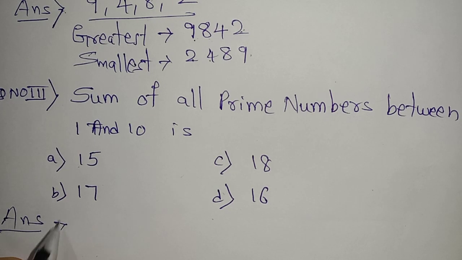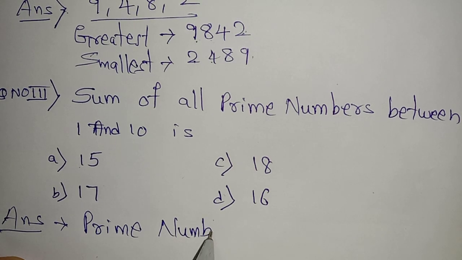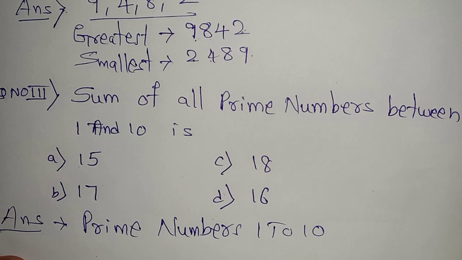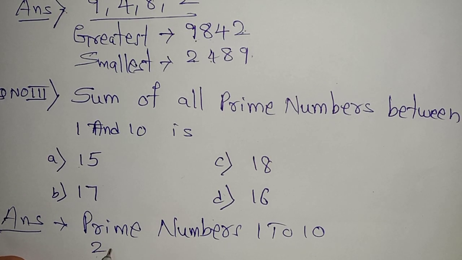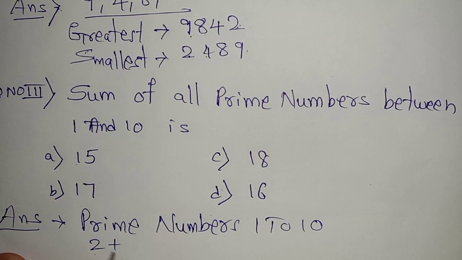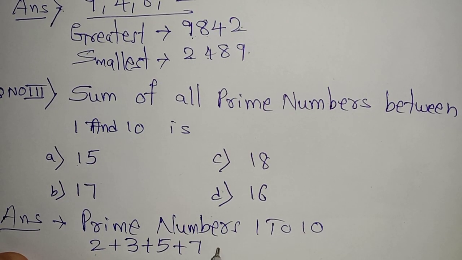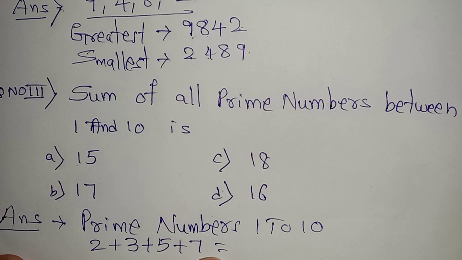So, okay, first you write prime numbers between 1 to 10. Okay, what are the prime numbers? So 2. Sum is there, no? So I have written plus here. Okay, 2 plus next prime number 3 plus 5 plus 7. Okay, because I have left 1 because 1 is not a prime number. And this also you have to remember, the smallest prime number is 2. Okay, and after that 3 is also a prime number, 5 is also a prime number, 7 is also a prime number.